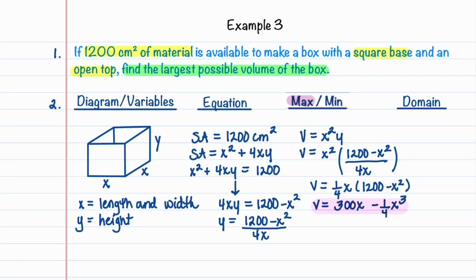Now let's think about our domain. We are not told how big the length and the width of our box can be, but we do know that it can't be 0 and it can't be negative. So we're going to say that our domain is x is greater than 0, and let's just make a note that this is an open domain. We'll need that in just a few minutes.